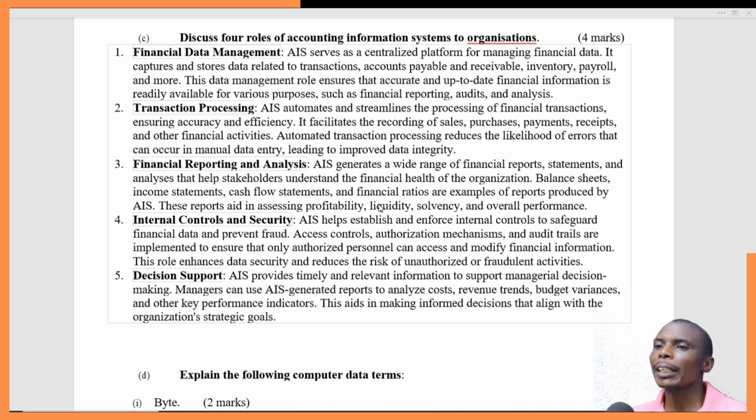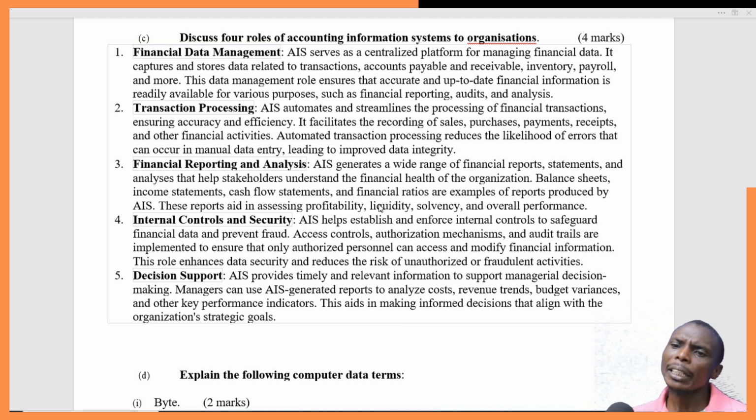Then we have internal control and security. So this AIS system also helps in establishing and enforcing internal controls that safeguard financial data and prevent fraud. So there are access control mechanisms that are put in place. For example, authorization mechanisms, and you are able to produce audit trails. You are able to implement other security measures like passwords to ensure that only authorized personnel can access and modify financial information. This obviously will ensure data security and will reduce the risk of fraudulent activities that can happen if these systems are not secure.